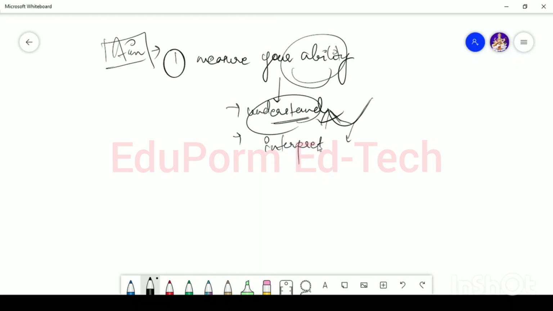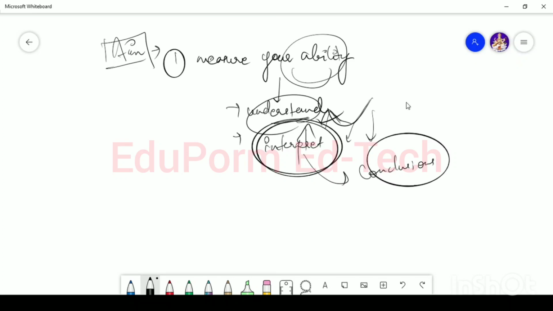And interpret means you have to listen to the situation, understand it, and make out the conclusions, understand the point, understand what that passage is trying to connect with, what that passage is trying to conclude with, or trying to say to you. So these are the things which are the aim of reading comprehensions.